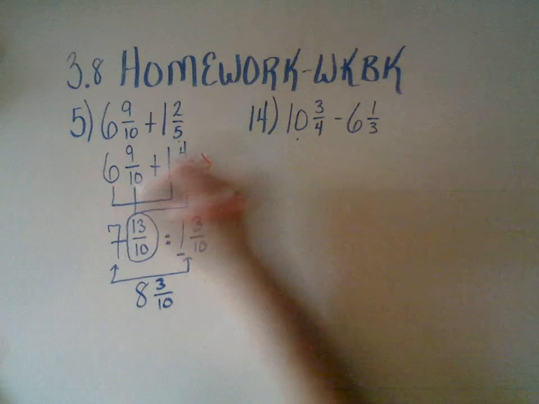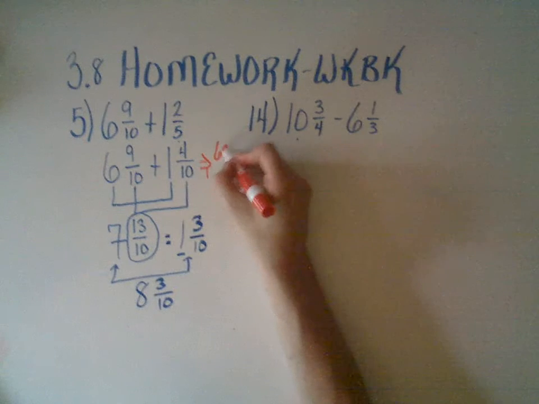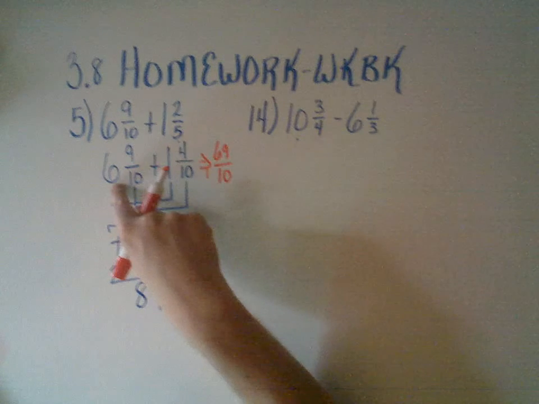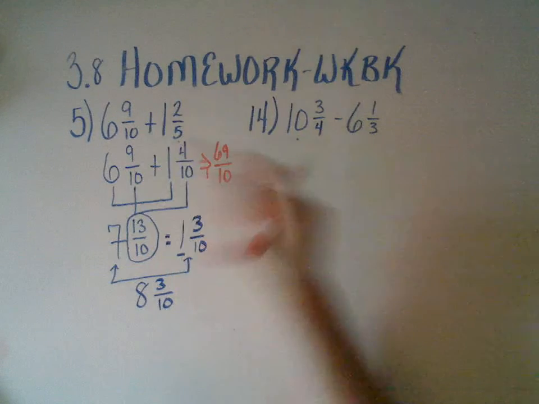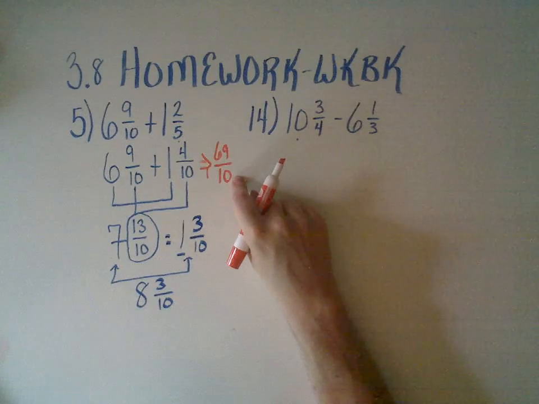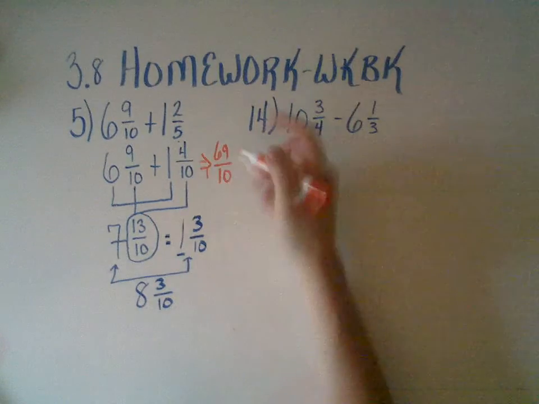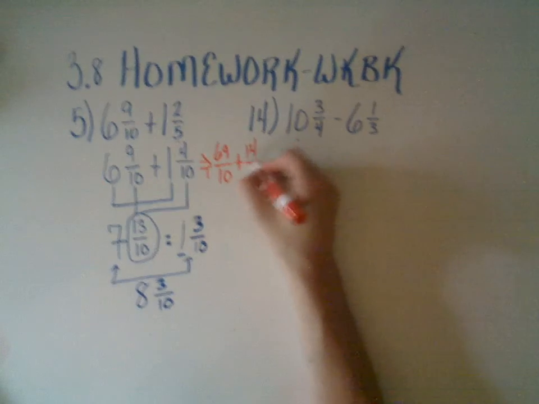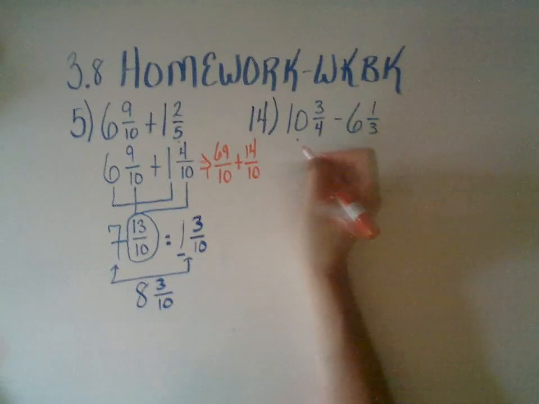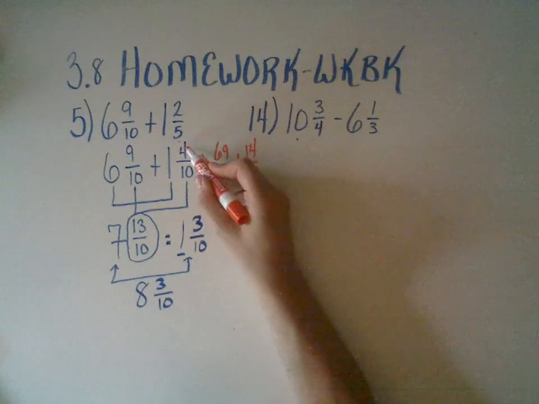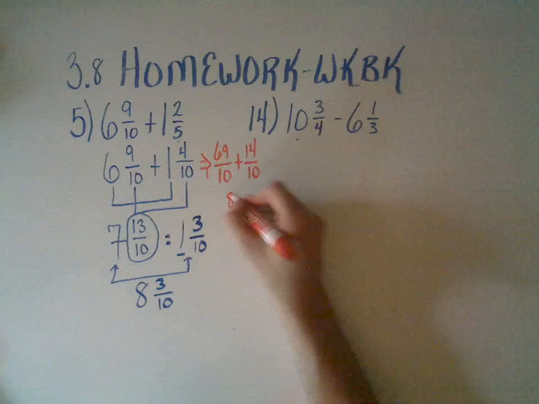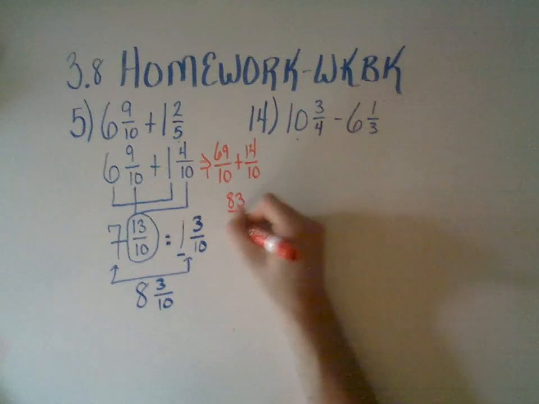Here, this is going to change into 69/10 as an improper fraction. How did I do that? I did 10 times 6, which is 60, plus 9, which is 69, and remember the denominator stays the same. And this other one is going to change into 14/10. 10 times 1 is 10, plus 4 is 14, denominators stay the same. And that's going to be 83/10.